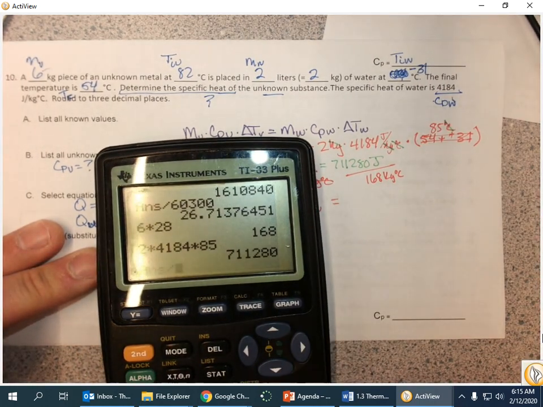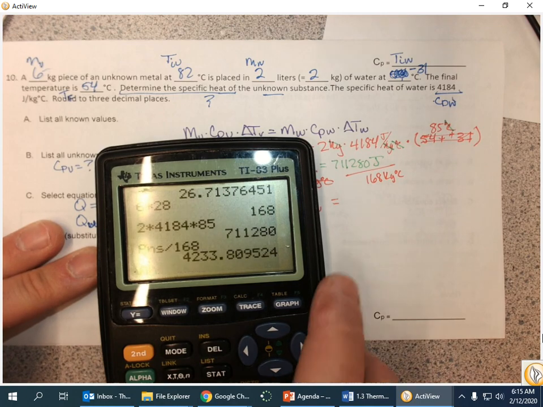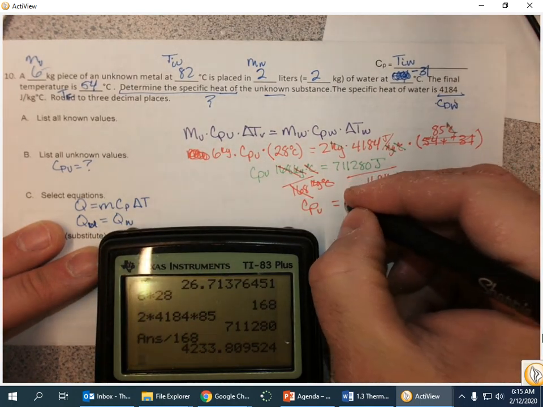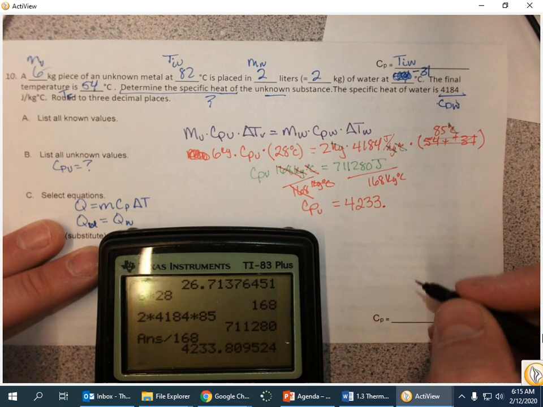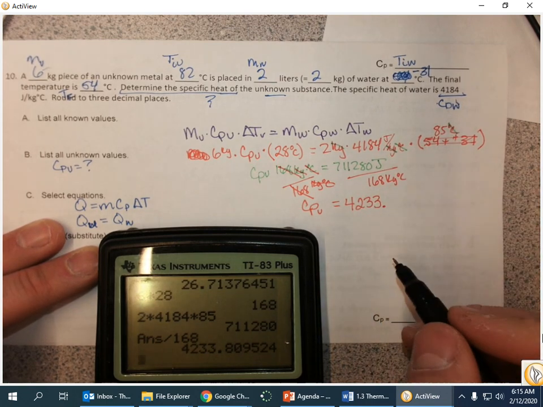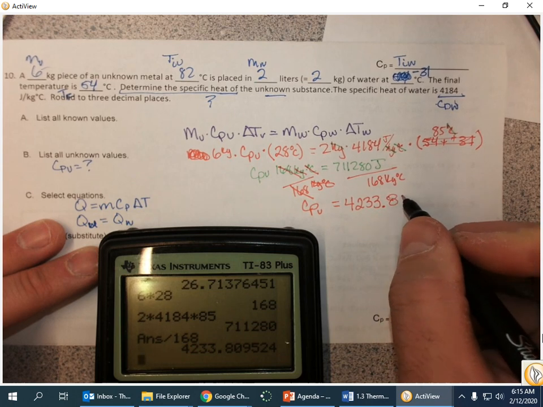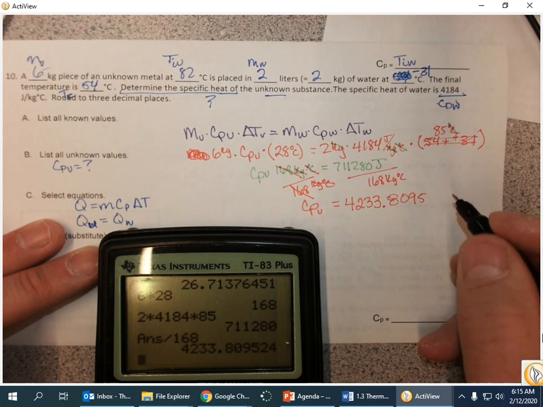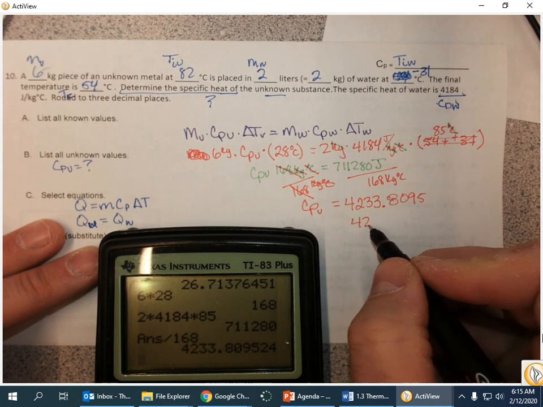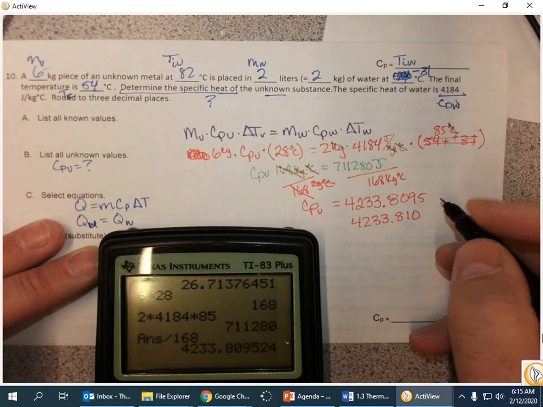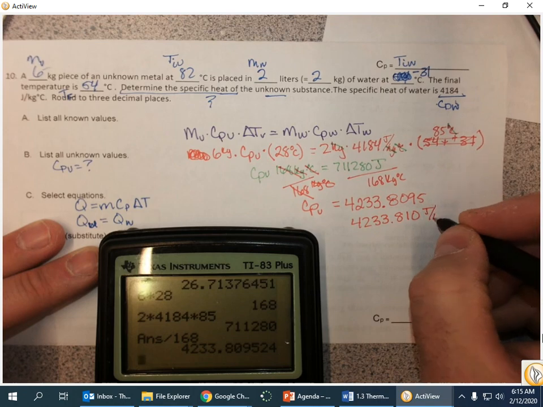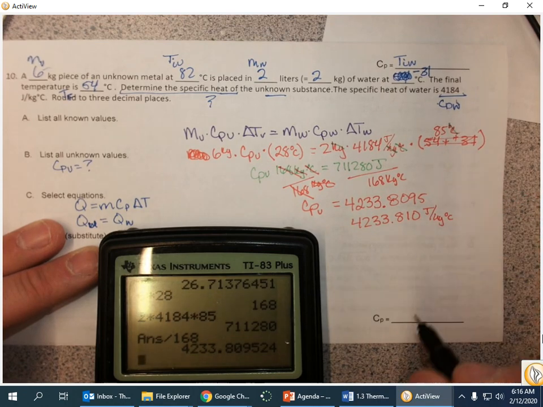And if I divide that by 168, I get my answer, which is 4,233.8095. I think I said 3 decimal places, so it becomes 810, and that is joules per kilogram degrees Celsius.